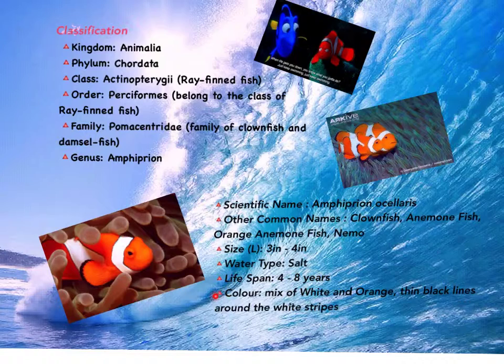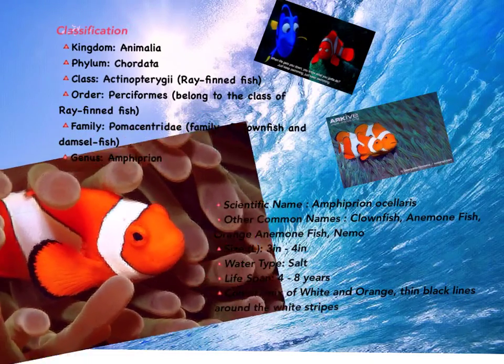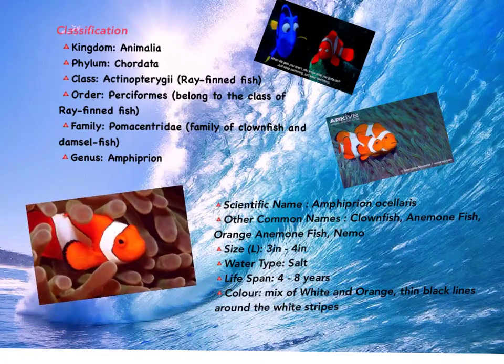Their main color is a mix of white and orange. If you look closely, you might see the thin black lines around the white stripes. It's really thin, so you might not even see it. Okay, so let's move on to the next slide. We're going to talk about where we can find the clownfish and where they live.